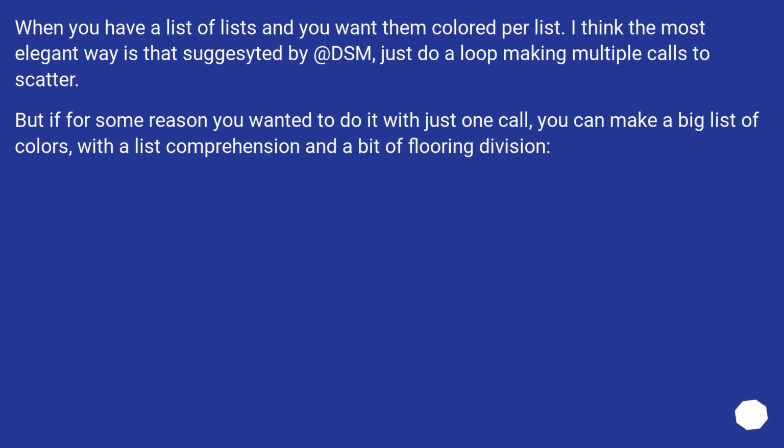when you have a list of lists and you want them colored per list, I think the most elegant way is that suggested by @daysm, just do a loop making multiple calls to scatter. But if for some reason you wanted to do it with just one call, you can make a big list of colors, with a list comprehension and a bit of flooring division.